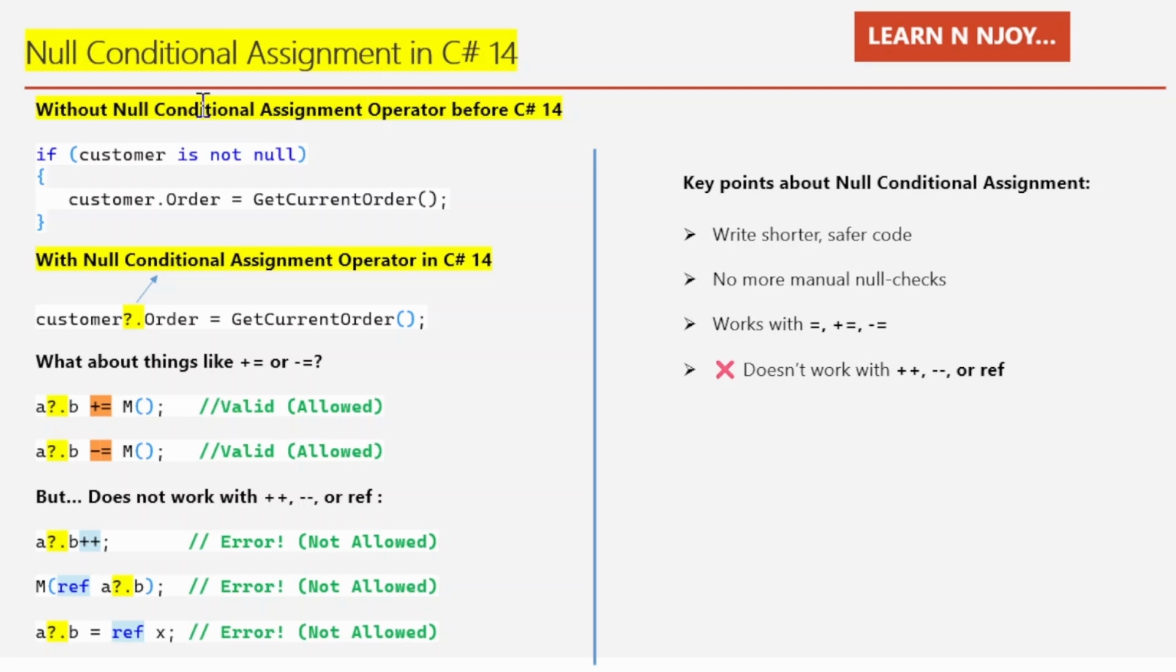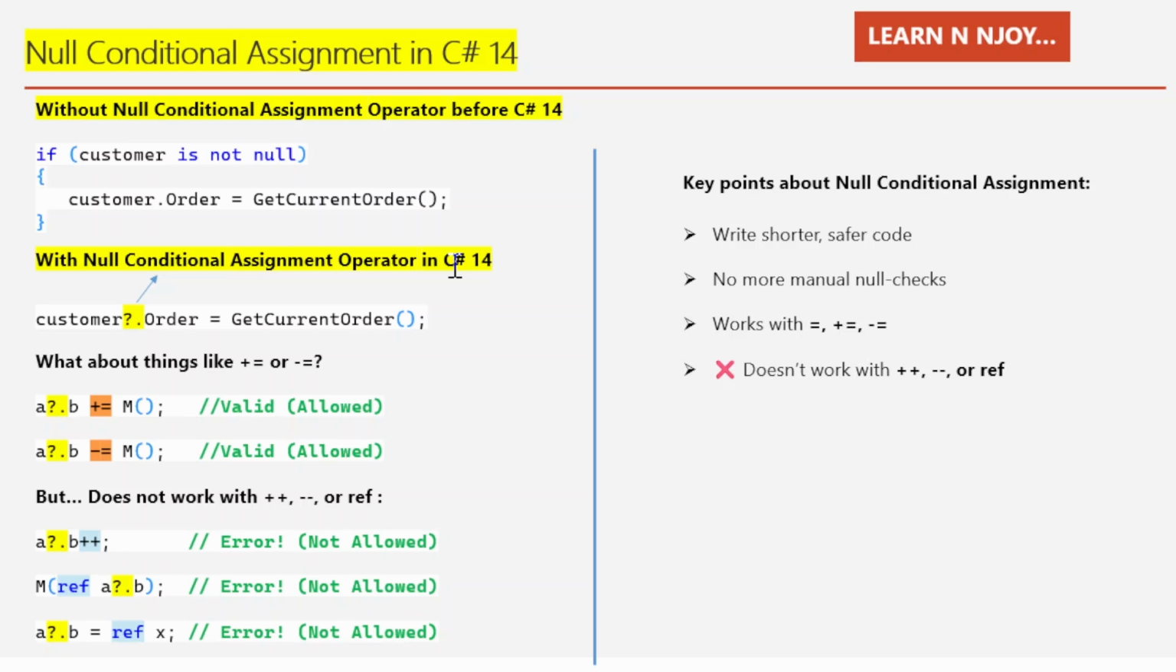That's what I have written over here, without the null conditional assignment operator, before C# 14. If customer is not null, then I am assigning the current order to the customer. Customer.order is equal to GetCurrentOrder. So basically with this code, I am just saying if customer exists, then only assign them the current order. Simple, right? But kind of verbose.